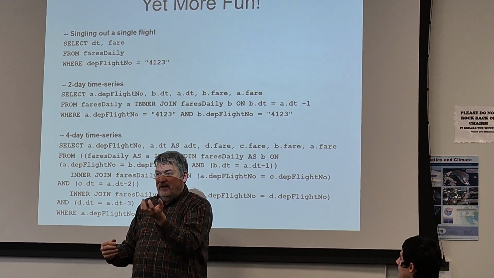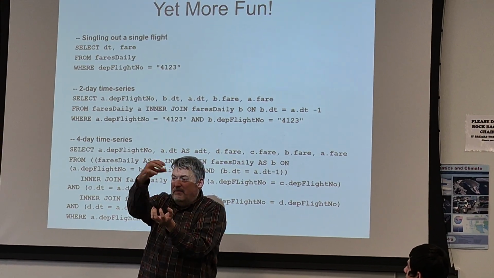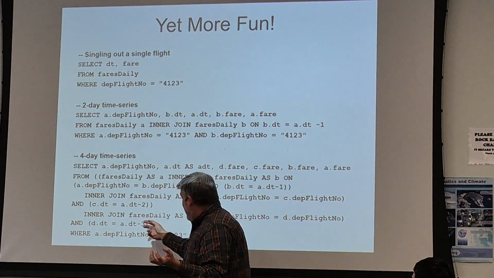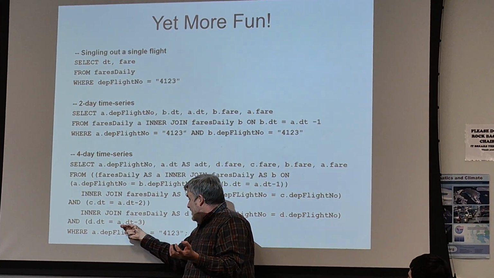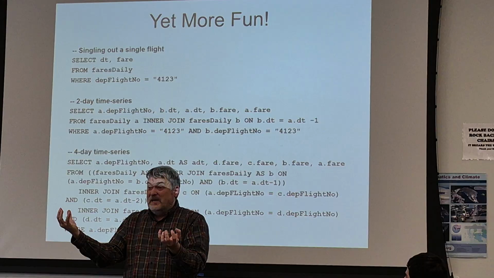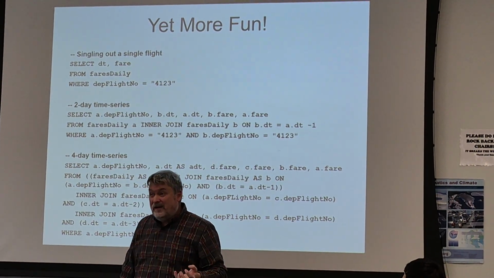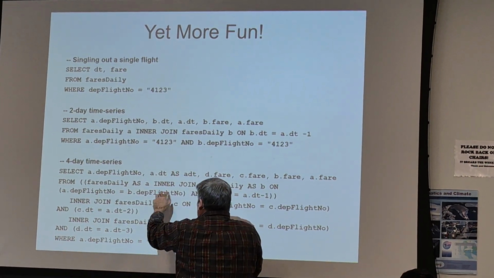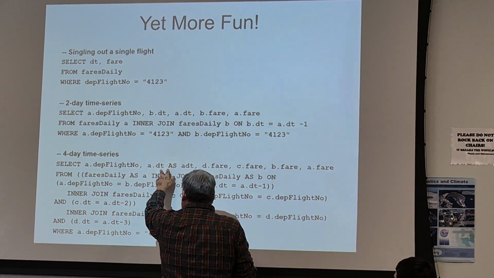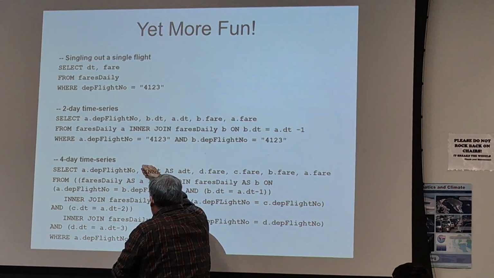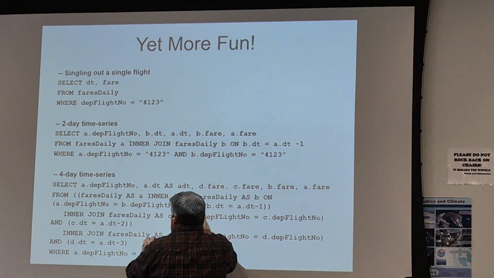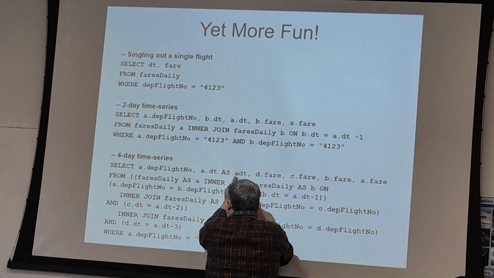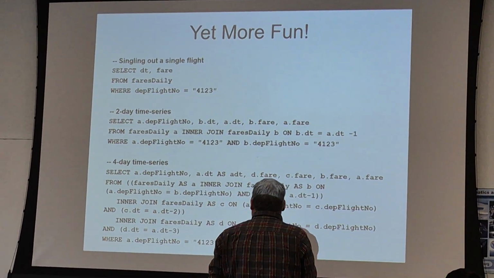So I have A dot date, which is the most current date we have. B dot date is the day before. C dot date is 2 days before. And D dot date, which is A dot date minus 3, that's going to be 4 days before. That's why I'm calling this a 4-day time series, because I'm not even showing you all the dates anymore, but if I did have A dot date, B dot date, C dot date, D dot date, I would probably print them out in order D dot date, C dot date, B dot date, A dot date, so that they would appear in increasing order.